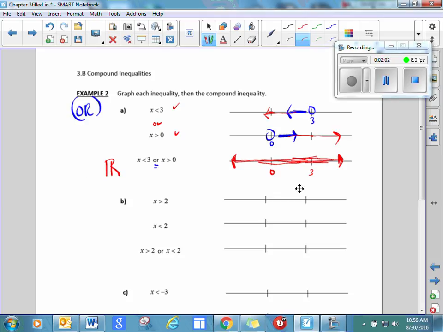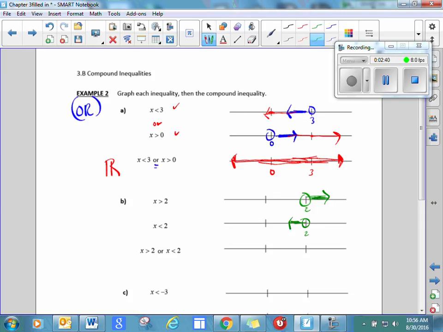Let's look at example number 2. Again, our target numbers are 2 and 2. There are all the numbers that are greater than 2. And you notice that these are the same numbers that we used on the "and" equations to show you the difference of how the graphs are going to look different if it's an "or" or an "and" compound inequality. This is 2. This is also 2. We want all the numbers less than 2.